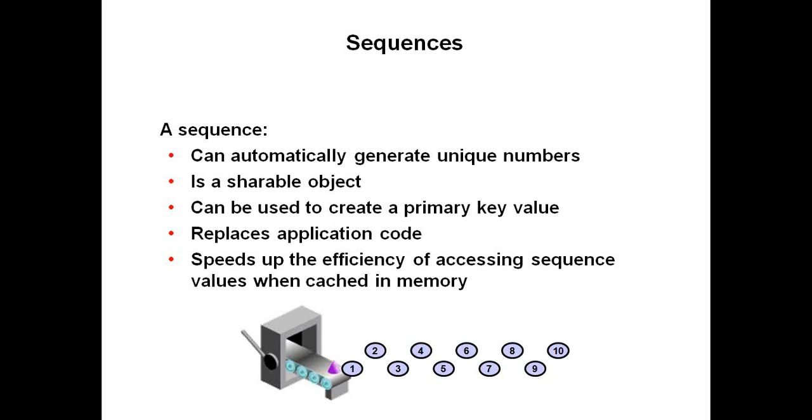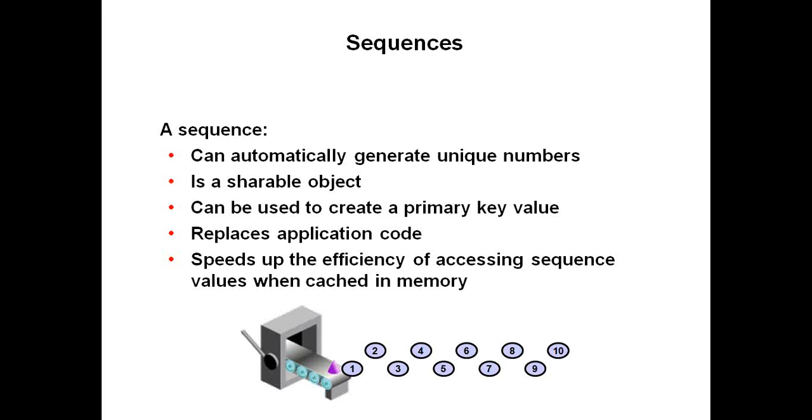The advantage of using a sequence is that, if you don't have one, you need to write a small PL/SQL procedure or function so that you can generate a sequence number every time. With the help of a sequence, you can avoid that code writing, and it will speed up the efficiency of accessing the values, because these values can be stored in memory.